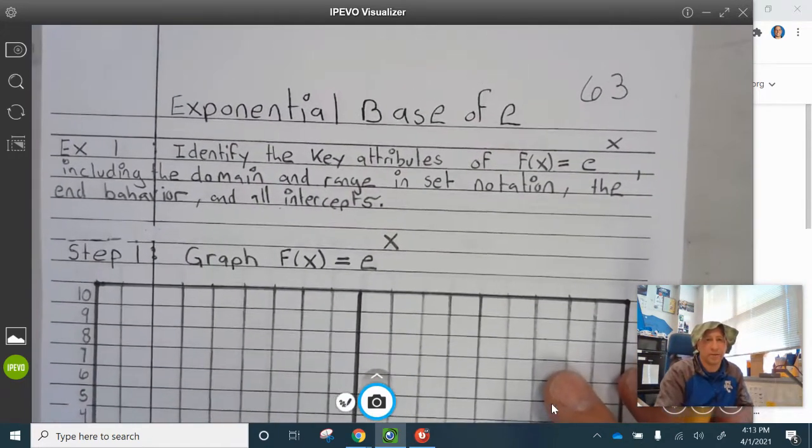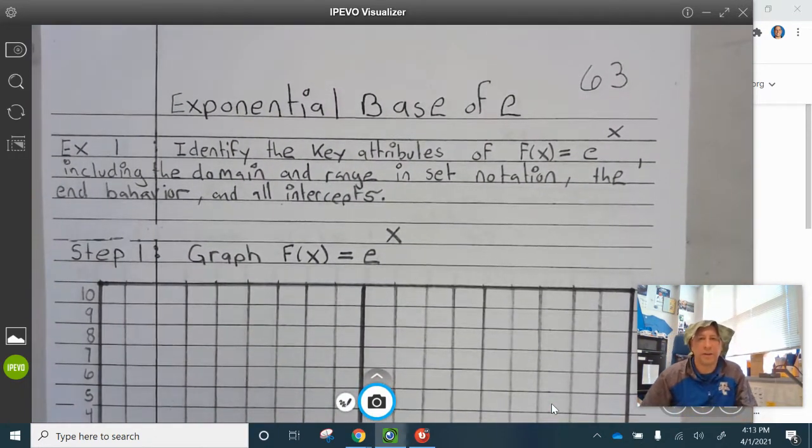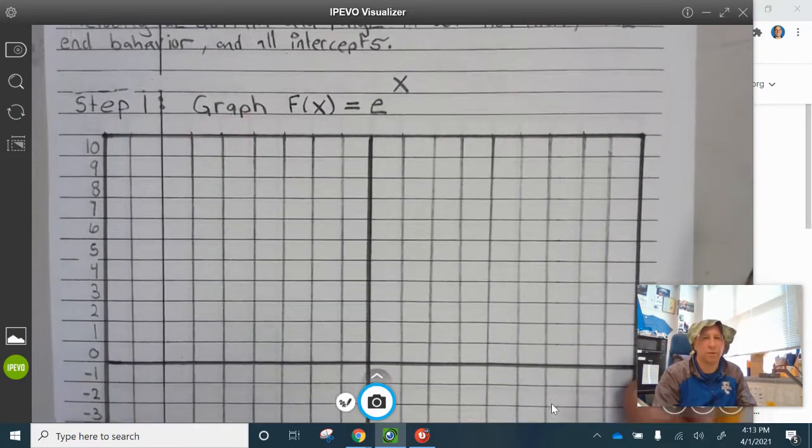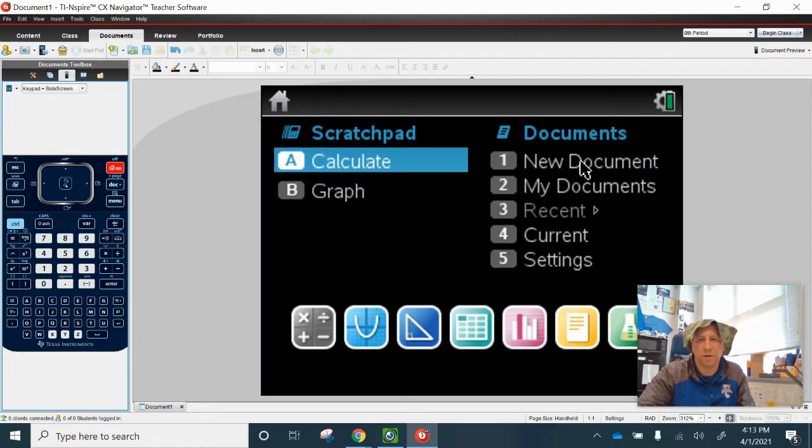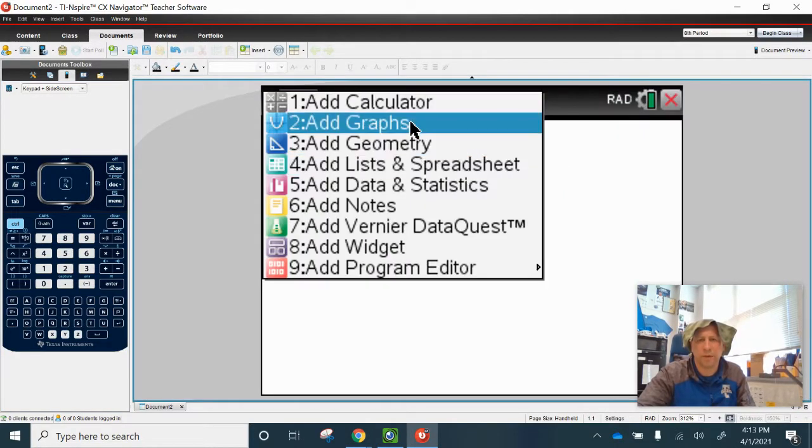Let's take a look at example number 1. Identify the key attributes of f of x equals e to the x, including the domain and range in set notation, the end behavior, and all intercepts. Okay, so step 1, we're going to graph e to the x. So we're going to use our calculator. I'm going to go to on, new document, add graph.